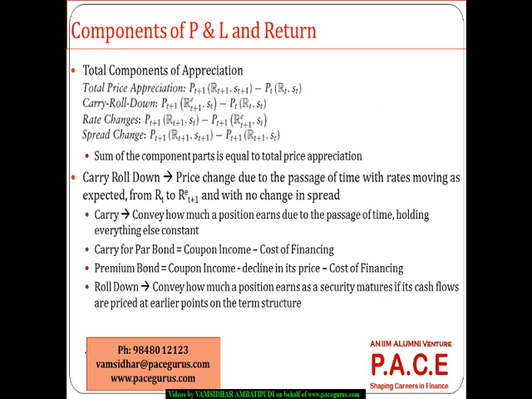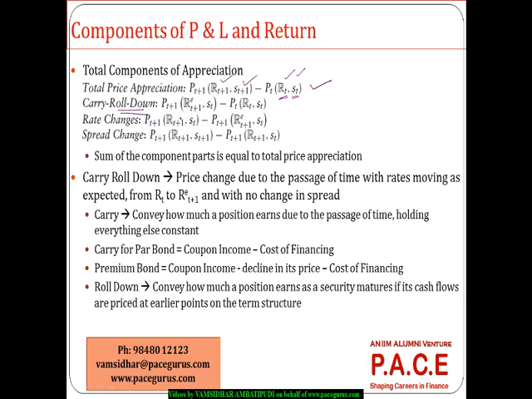Now, this is where we are trying to bring out the total component. We know that the price change is PT plus 1 minus PT. At that point, the term structure would have been RT plus 1 and the spread would have been ST plus 1, but in the initial period, the term structure was RT and the spread was ST. Now within this, what we are saying is there are three components. One, there is a carry roll down.